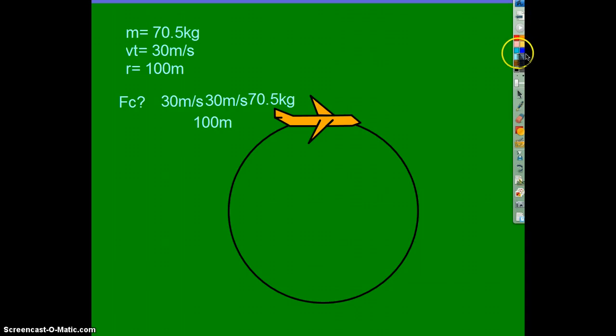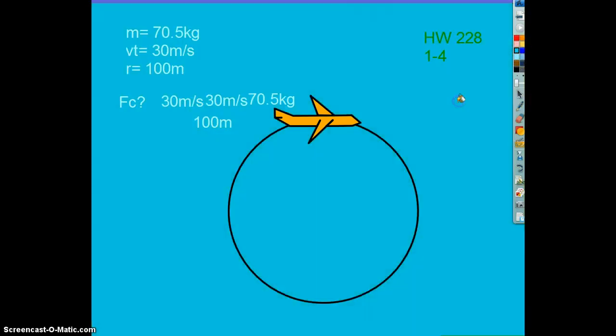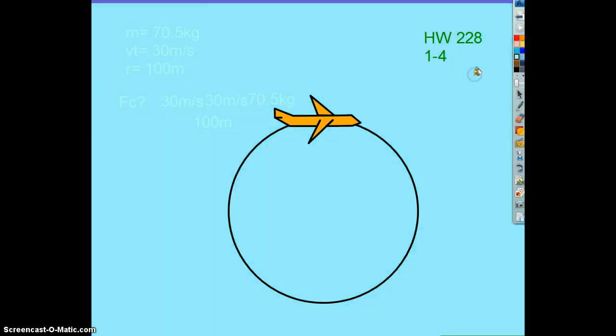So if I just maybe dump some paint here. That didn't show up as well. That's much better. Homework 228, 1 through 4. Good luck.